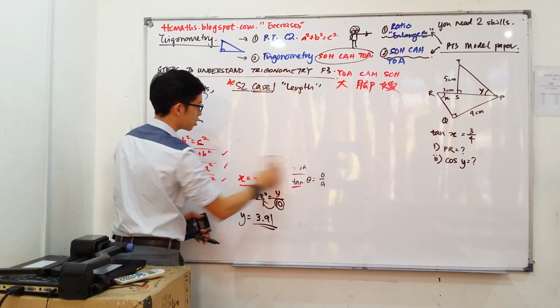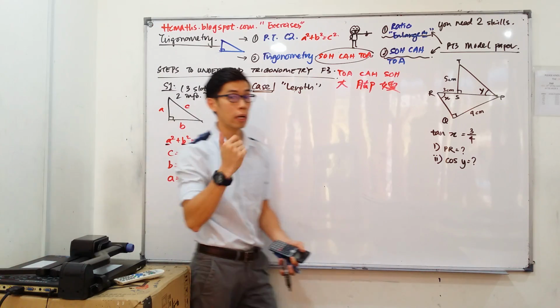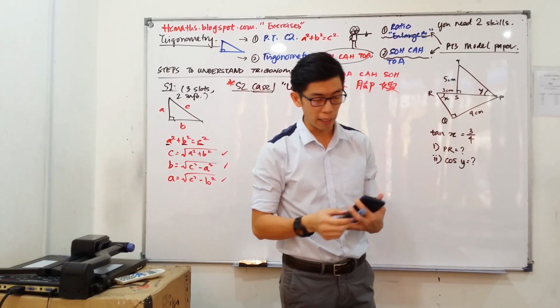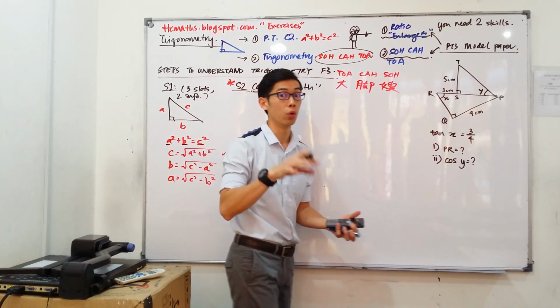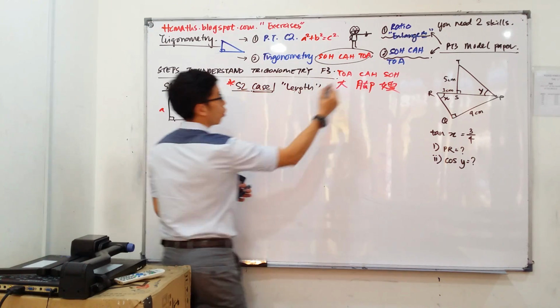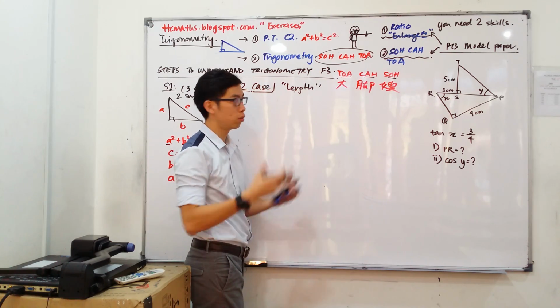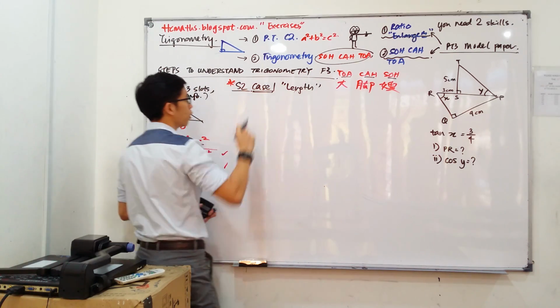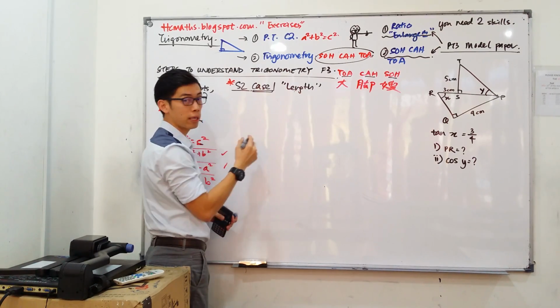I'll erase my sine, cos, tan, and I want you to memorize the initial letters: SOH, CAH, and TOA. Just remember your OA, your AH, your OH, because that will determine your formula. It's still under case number 1.